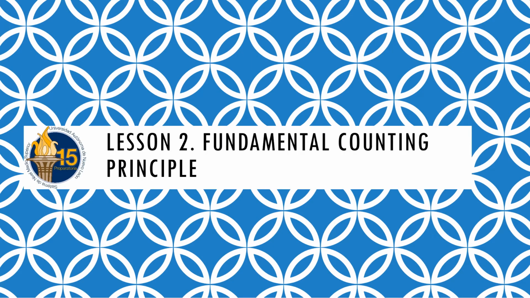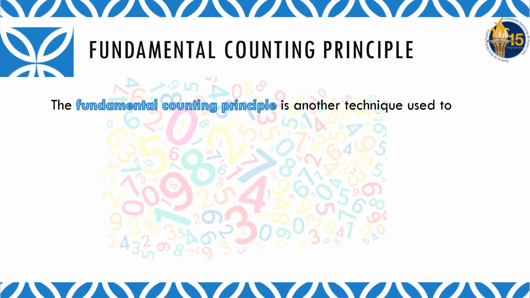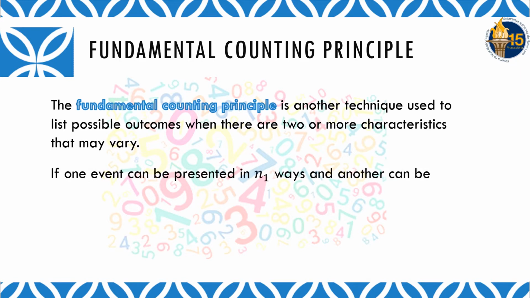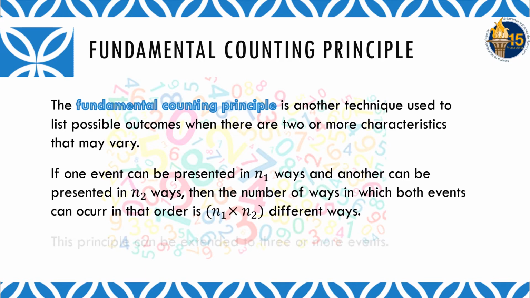Lesson number 2. Fundamental counting principle. The fundamental counting principle is another technique used to list possible outcomes when there are 2 or more characteristics that may vary. If one event can be presented in n1 ways and another can be presented in n2 ways, then the number of ways in which both events can occur in that order is n1 times n2 different ways. This principle can be extended to 3 or more events.